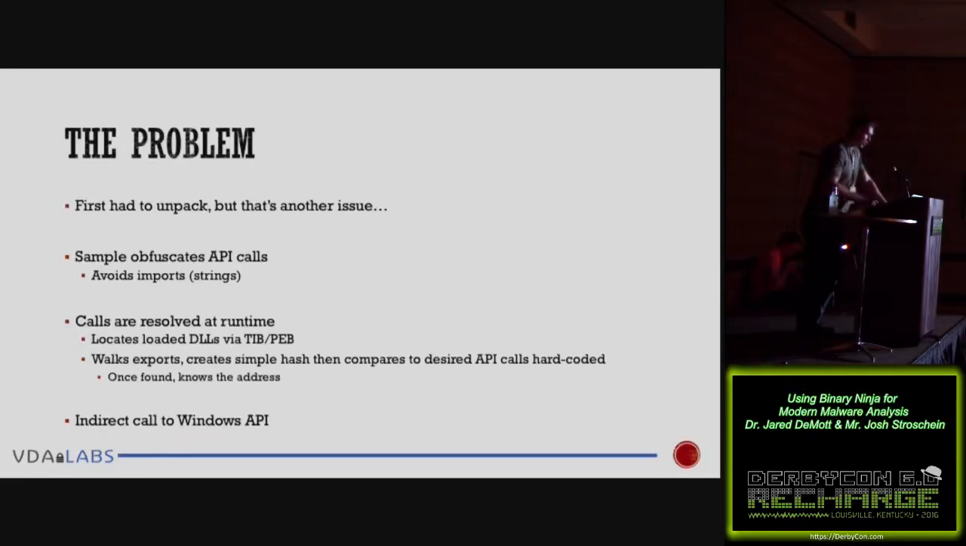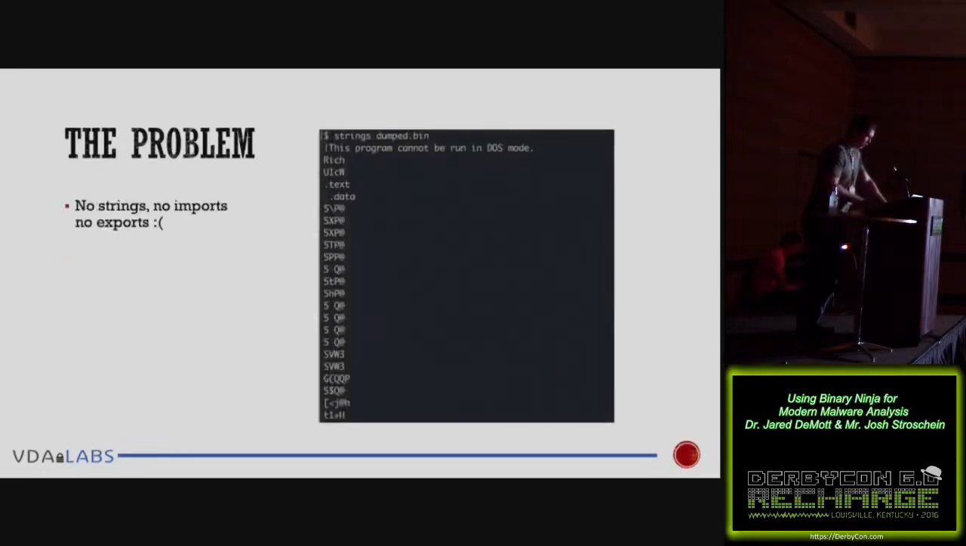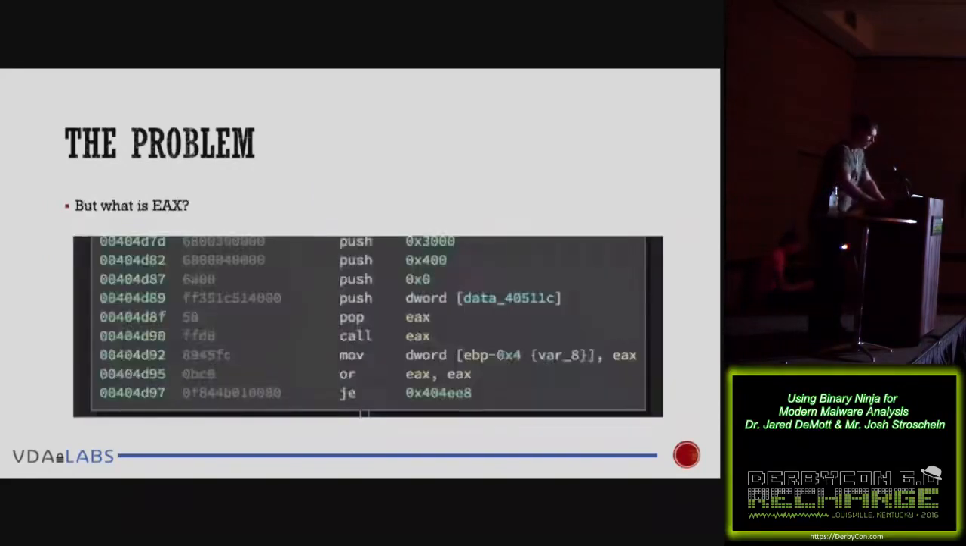Here you can see no strings, no imports, no exports. I'm very sad. And this is a sample here in the disassembly view of the problem. So we've got this push, pop, and then call. So we know that that DWORD is going to be what's pushed into, or eventually moved into, that register, but I don't know what it is.